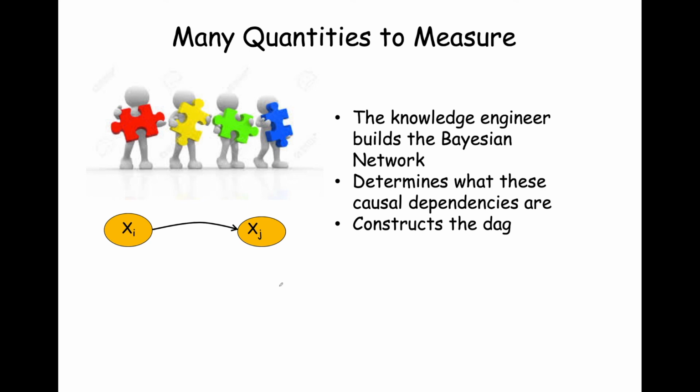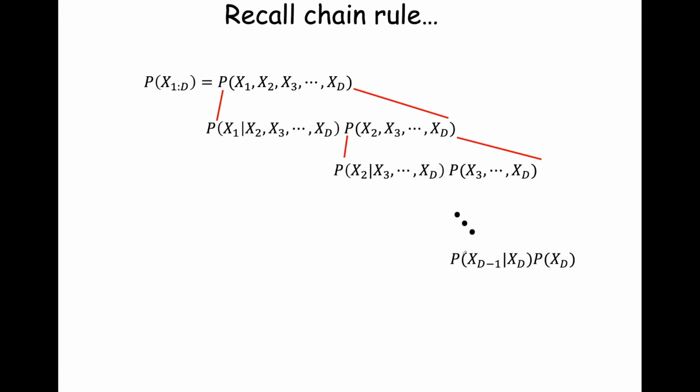And so in doing so, you determine what these causal dependencies are, and you construct the directed acyclic graph, the DAG, in order to depict all of the conditional dependencies between variable pairs among your measured quantities from the sensors. And so here, we talked about the chain rule, and we said how you peel off the query variable from the condition variables will give rise to a different factorization of this original d-dimensional joint probability vector.